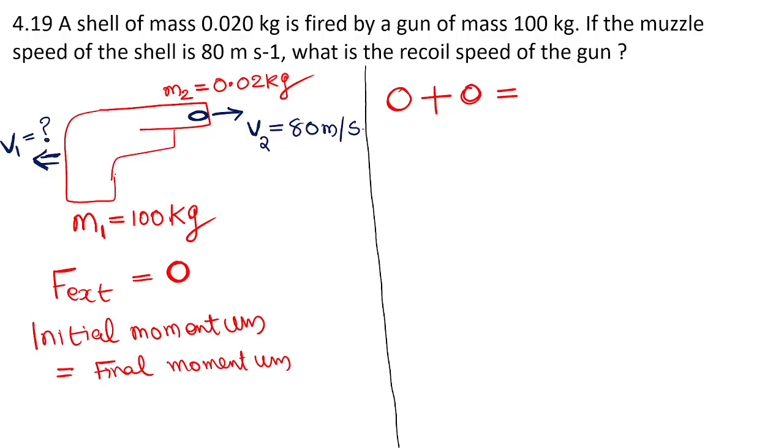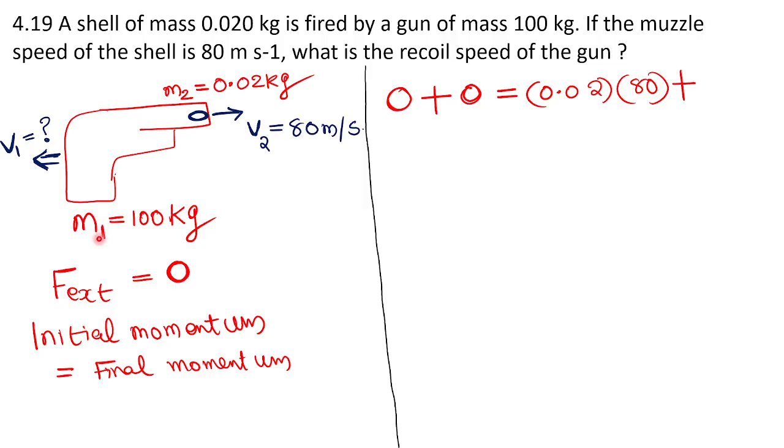This is a very important question, don't forget it. The momentum of the bullet will be 0.02 into 80. The bullet is moving, that's why. And is the gun moving? Yes. As a reaction, understood. If it is moving so fast, there will be reaction. It will be moving backward.